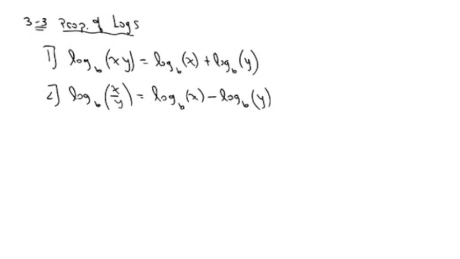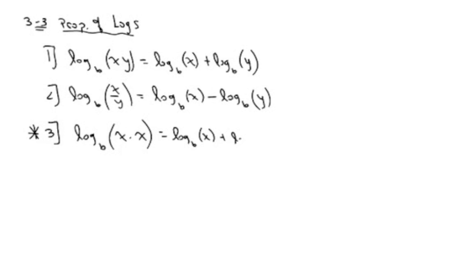So we need to come up with the third law, which is probably the most powerful of all of them. Powerful? The power one. We're going to look at what happens if I have log base b of x times x, better known as x squared. It's going to be log base b of x plus log base b of x, which gives you 2 log base b of x, because when you do multiple additions, it turns into multiplication.